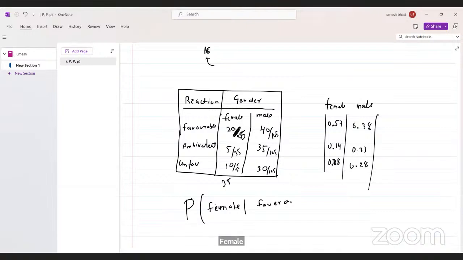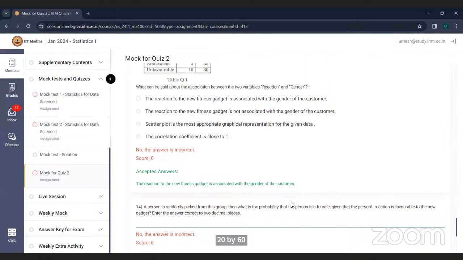But what does the question ask about? Reaction is favorable, and she is female. So what is the answer? Twenty by 60, sir. What does the question ask about? Let me see. The person is female. What is the probability that the person is female, given that the person reacts favorably? Yes.